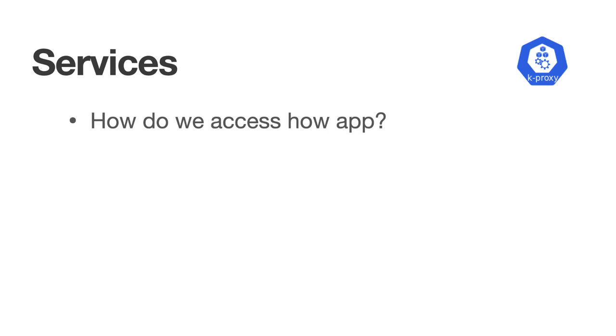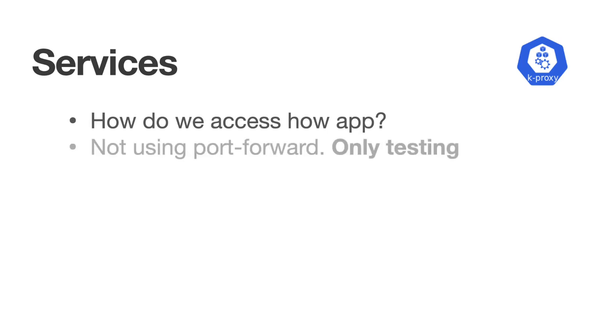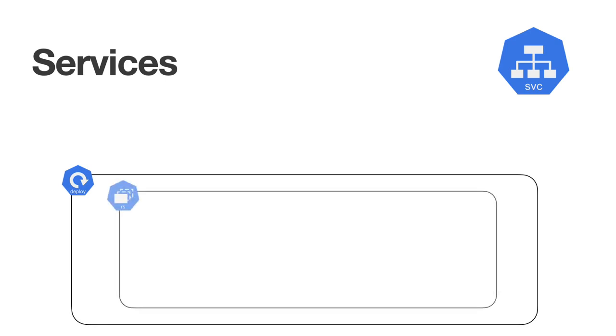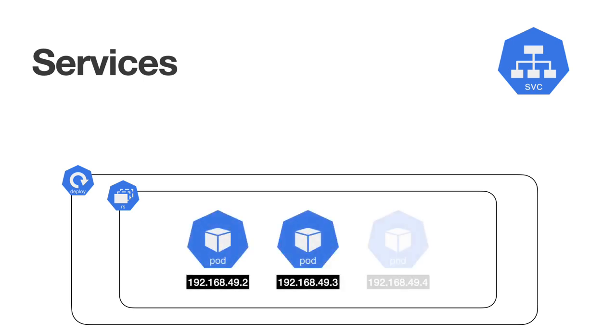Now, I've been telling you that using port forwarding is only for testing purposes. You should never use port forward. Instead, you should be using services. So you've seen that we have deployments. Within a deployment, we have a replica set, and then the replica set manages each individual pod. So here, let's say that we just have 3 pods, and you also learned that each pod has its own IP address.